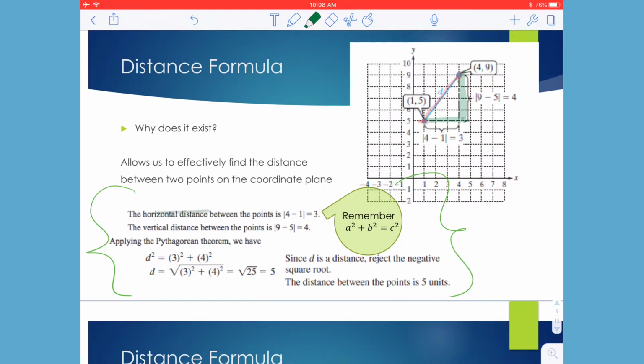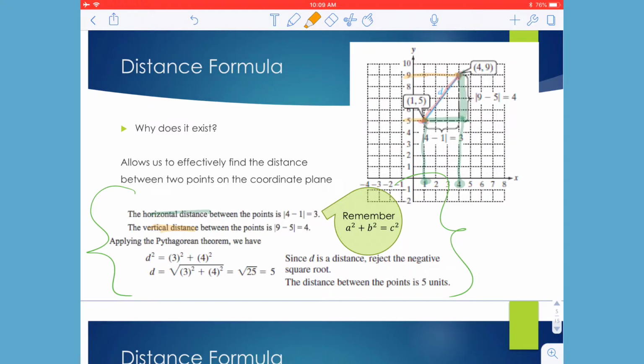So if I look at the horizontal distance, that goes between my values 4 and 1, because I'm looking at 4 here, and then 1, which is here. And then I look at my vertical distance between the points 9 and 5, because this point is here, and then this point is here. You see my orange highlighter. If I solve those, I get respectively 3 and 4. And knowing that I have a triangle, we know that a squared plus b squared equals c squared. We learned that in a geometry class at some point.